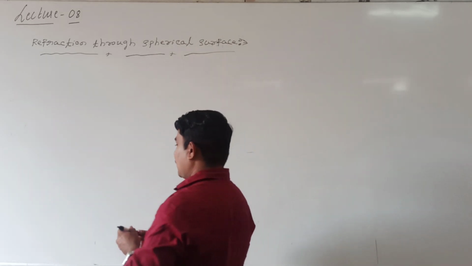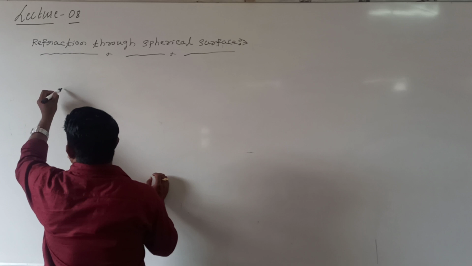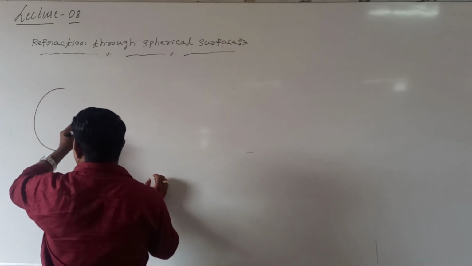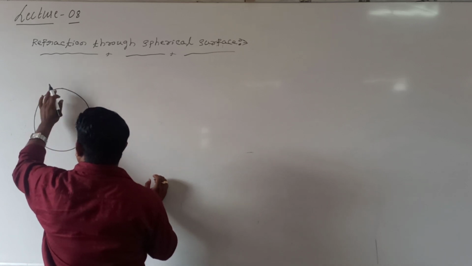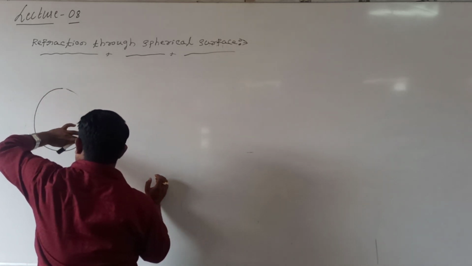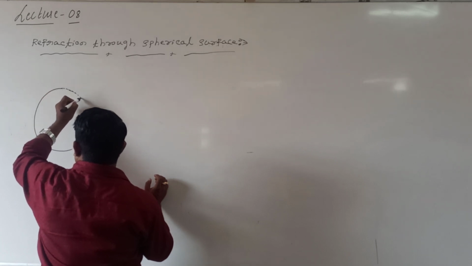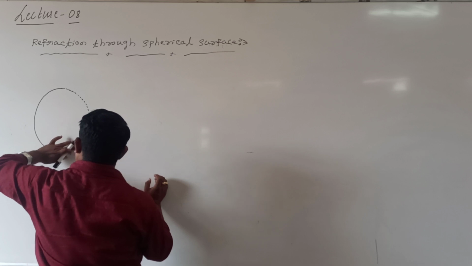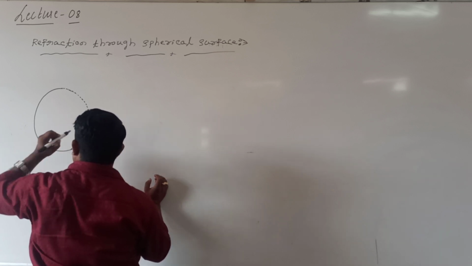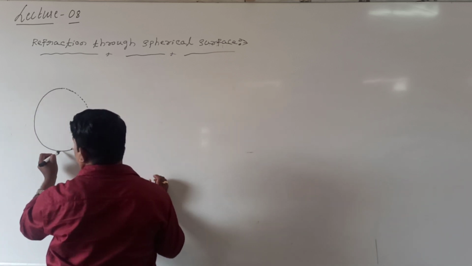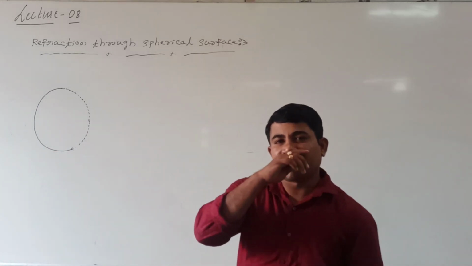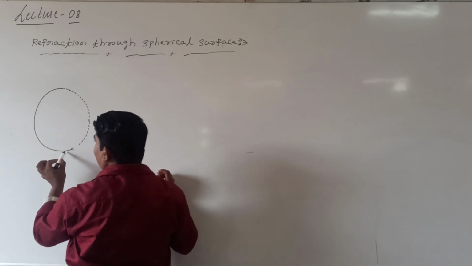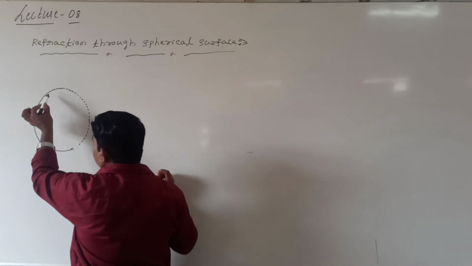See here, I can call this one spherical refracting surface. Simply, this one becomes a spherical refracting surface. How is it? The spherical refracting surface is a refracting medium in which its curved surface becomes part of a sphere.